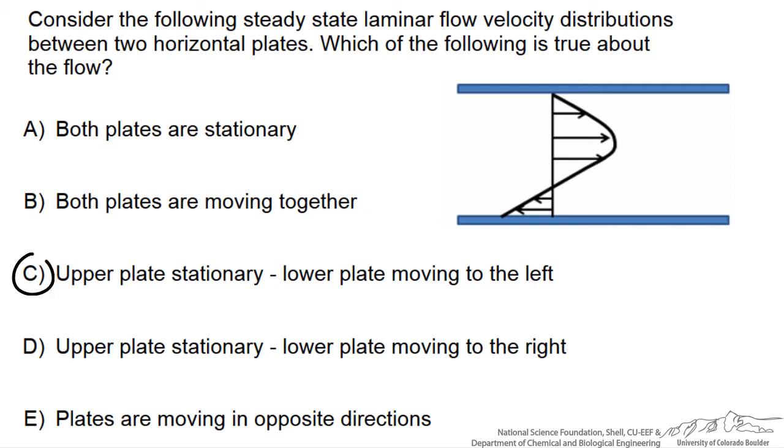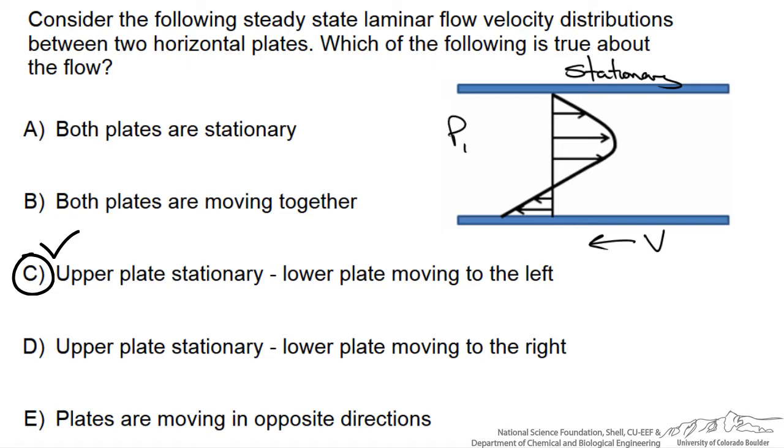You've chosen answer C, that the upper plate is stationary while the lower plate is moving to the left. C is indeed the correct answer, and let's examine why. If the plates are stationary, then a pressure gradient would be necessary to create flow between these plates.